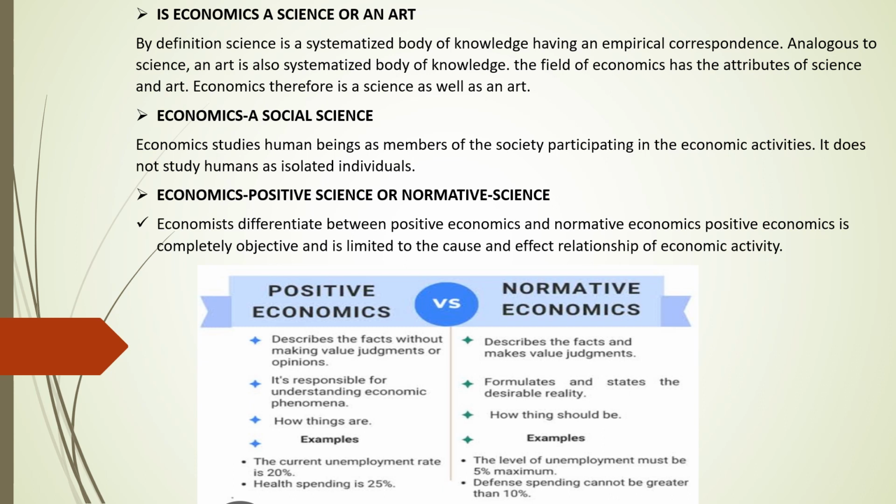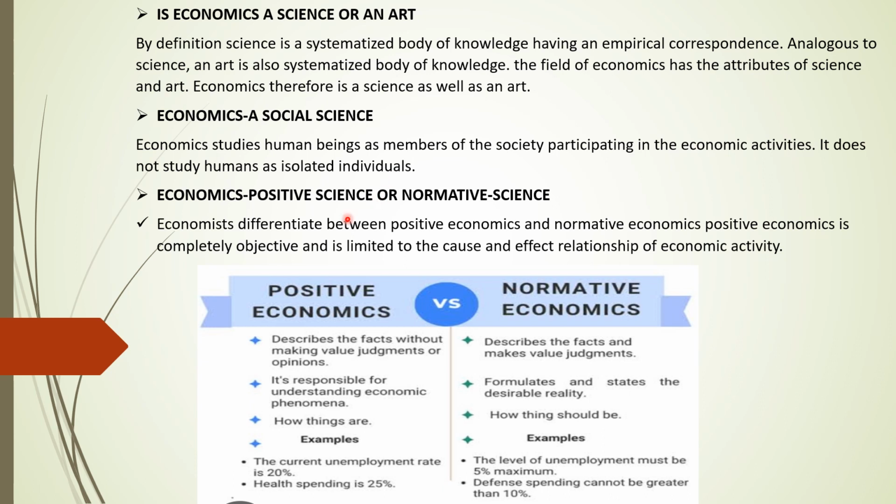Okay. So economics is a social science. इकोनॉमिक्स जो है सोशल साइंस भी है. Economics studies human beings as a member of society participating in economic activity. It does not study the human as an isolated individual. Okay, so economics studies human beings as members of society. Human beings जो होते हैं वो member of society होते हैं. Okay, society participation in economic activity में उनका participation होता है, hence it does not study the human as an isolated individual.